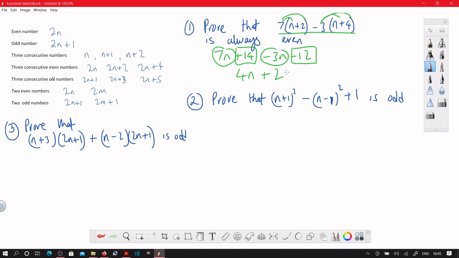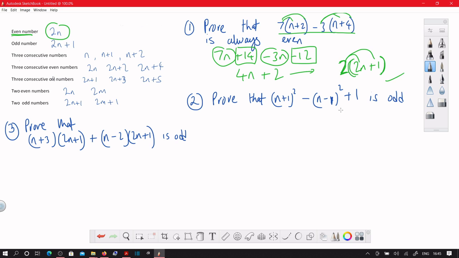Now what I'm going to do is factorize this. Obviously 2 goes into 4 and 2, so 2 goes on the outside. 2 times something to give me 4n. It's obviously 2n. And then 2 times something to give me 2. And I did say here, anything that is a multiple of 2 will be an even number. Well, here, you've got a multiple of 2. So anything that goes inside the bracket times by 2 will be, by definition, an even number. Okay, so that's the proof.